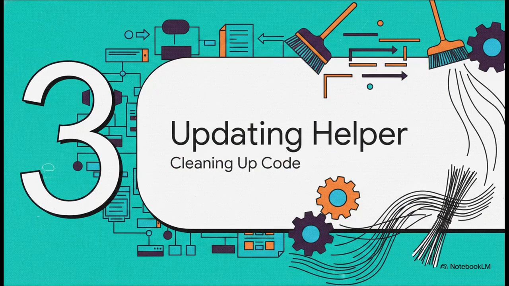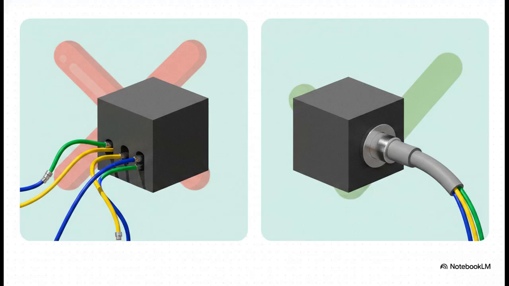Section 3. Updating the helper function. Okay, we've built the foundation, and now we actually get to clean up the messy code that started this whole endeavor. And this brilliantly illustrates the immediate payoff of our refactor. Just look at the before.